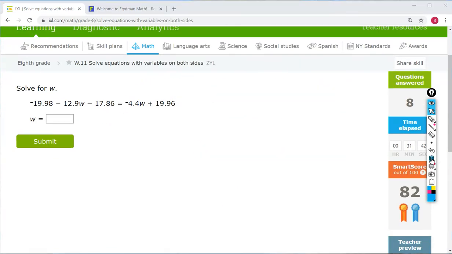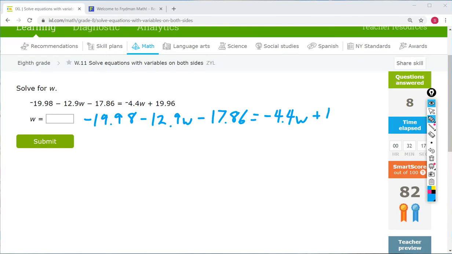Okay. So another problem. You know what? Let's do this one actually just because of the first step. Negative 19.98. I'm going to run out of space here. Let me start a little bit further to the left. Negative 19.98. All right, did I do that? Did I copy that correctly?